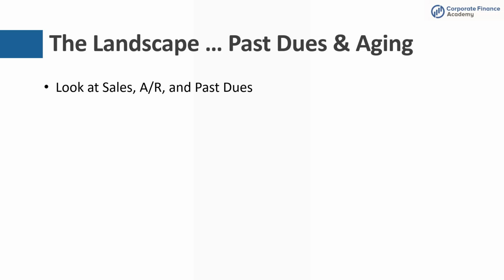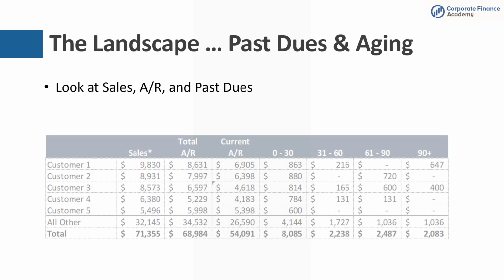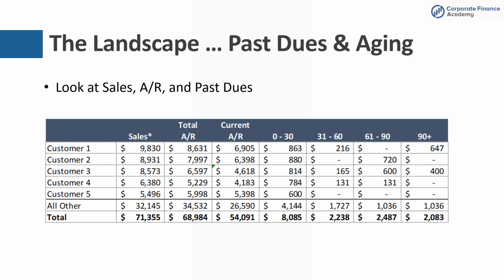So the landscape. You want to look, starting out, at your sales, your AR, and your past dues. Typically, you're going to look at your top customers. It might be 5, it might be 10, it might be 20. But you're going to look at something like your sales, your total AR, your current AR, and then you're going to have aging buckets. So for anything past due, past current, you're going to have the aging that shows you how past due these are.